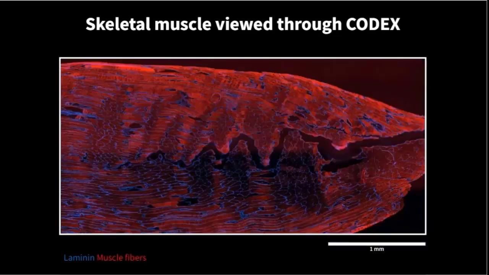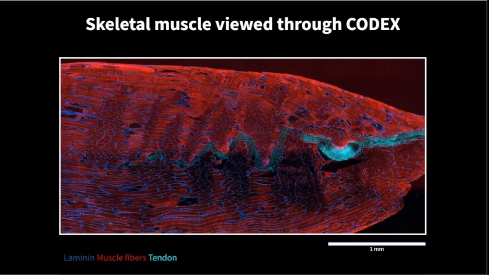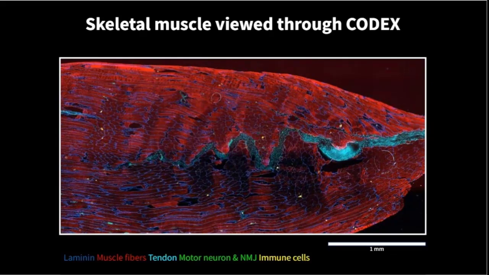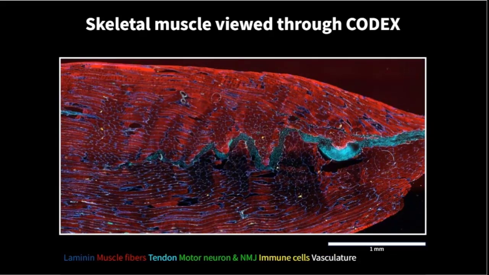You can see here, we've labeled the muscle fibers in red, the tendon, which connects the muscle to the bone, in cyan. You can see in green where the motor neuron tracks are and where they innervate the muscle. Here's a zoom in of a neuromuscular junction with the very typical pretzel-shaped motor end plate. We can also observe immune cells in the muscle and vasculature here in white.